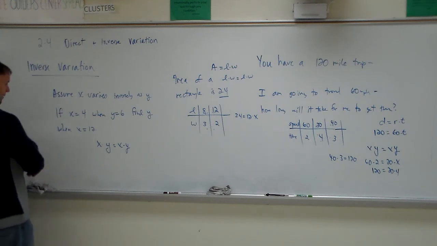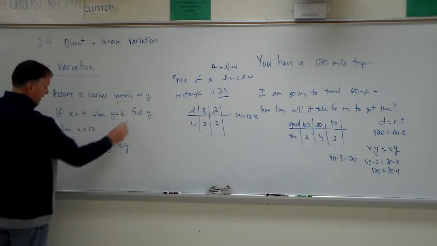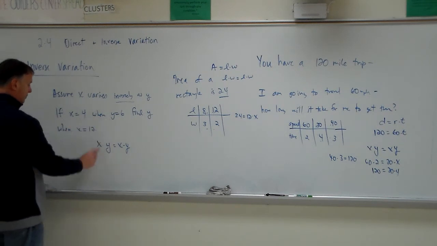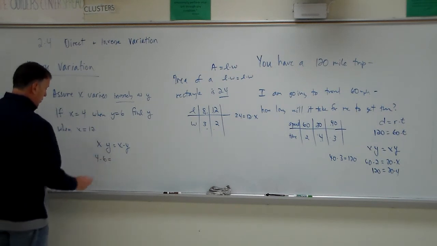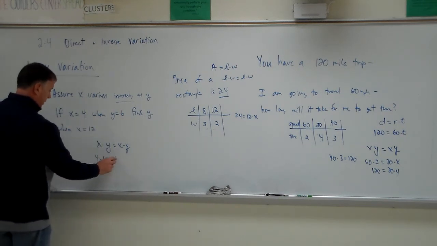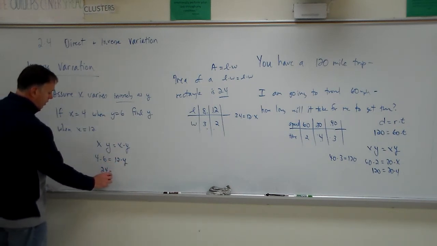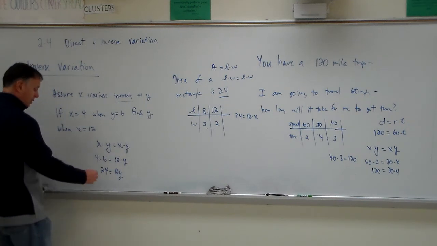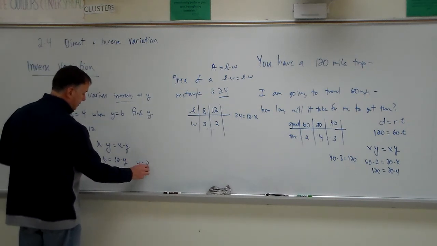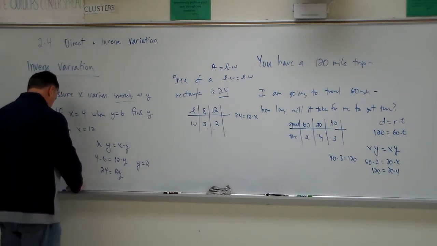So it says they're inversely related, so there's my formula. 4 times 6 equals, we kind of just did this, 12 times y. 4 times 6 is 24, equals 12y, so it looks like y is 2. All right.